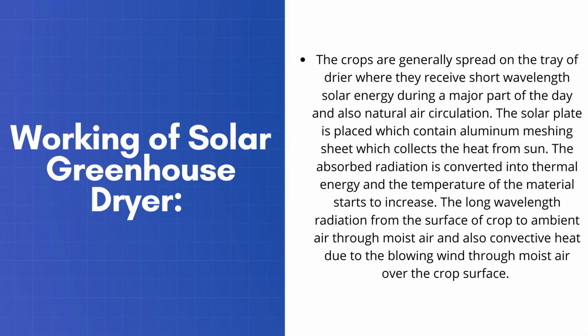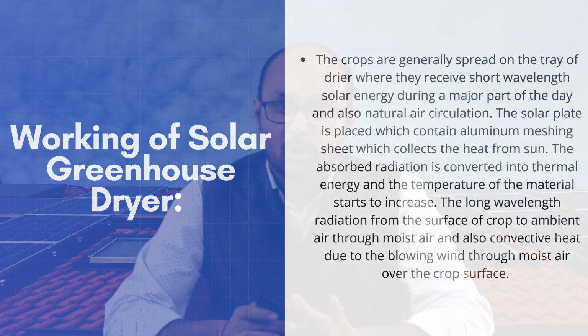And on this principle, the greenhouse dryer works. The crops are generally spread on the tray of the dryer, where they receive short wavelength solar energy during a major part of the day and also natural air circulation. The solar plate is placed, which contains an aluminum meshing sheet that collects the heat from the sun. The absorbed radiation is converted into thermal energy and the temperature of the materials starts to increase. The long wave radiation goes from the surface of the crop to the ambient air through moist air, and there is also convective heat due to the blowing wind through moist air over the crop surface.